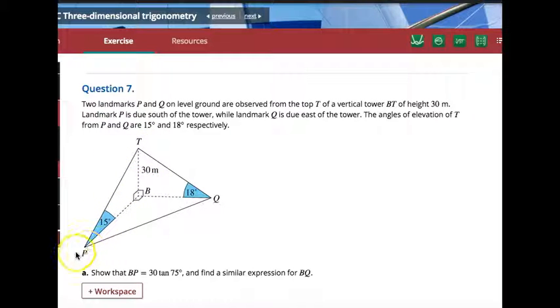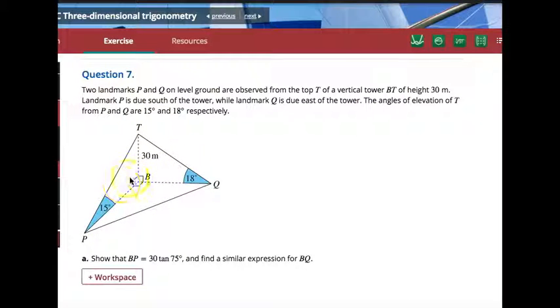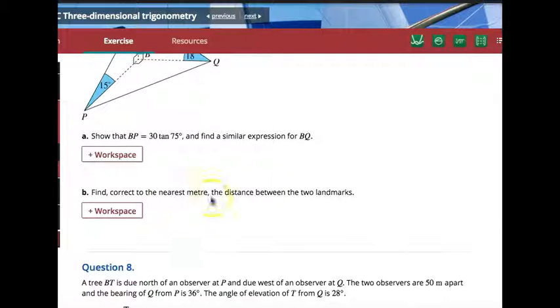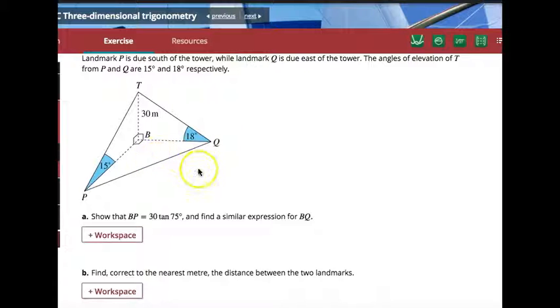Looking at the tower from point P, looking to the top of the tower, you've got to look up 15 degrees. Looking at the tower from point Q, you've got to look up 18 degrees. But because they gave you the height of the tower, this one is much, much easier. They ask you for an expression for BP, noticing they're asking you for lengths on the ground. BP is easy this time because you're just going to use tan and you know the height of the tower. Then they want an expression for BQ, okay? And then they want you to work out the distance between the two landmarks.